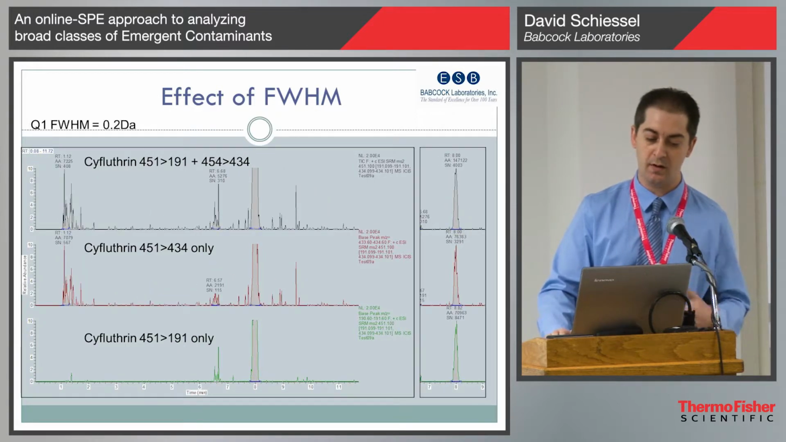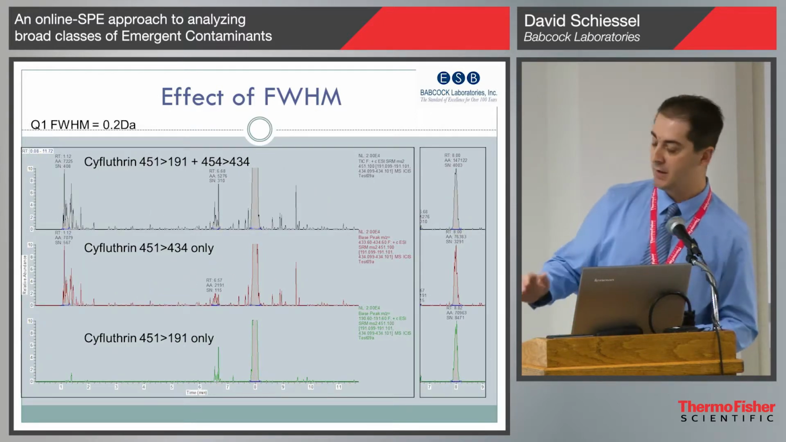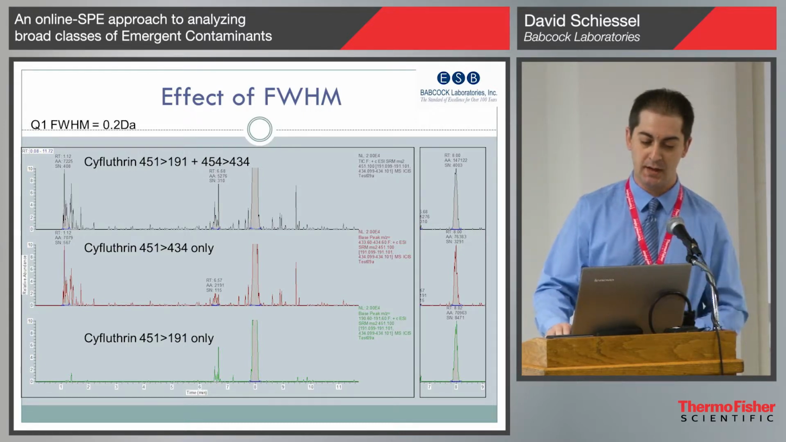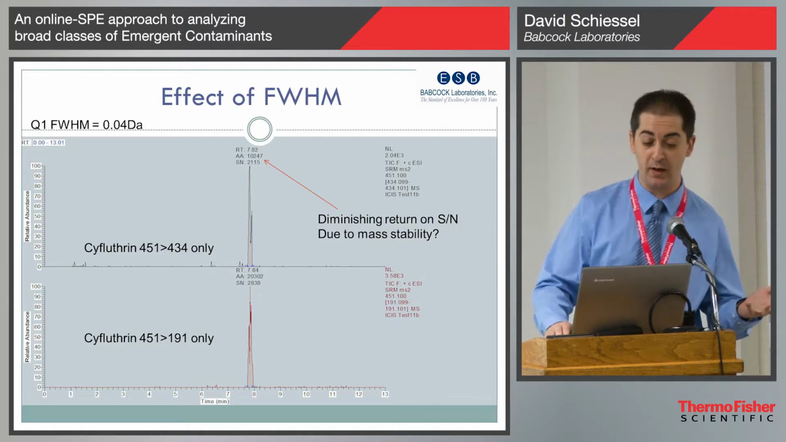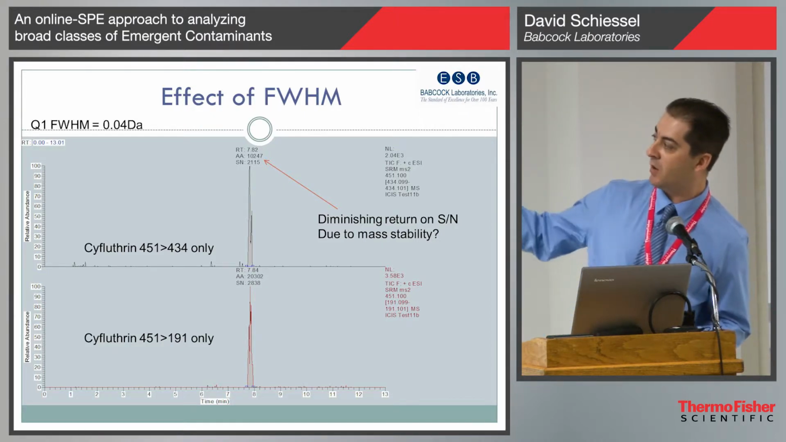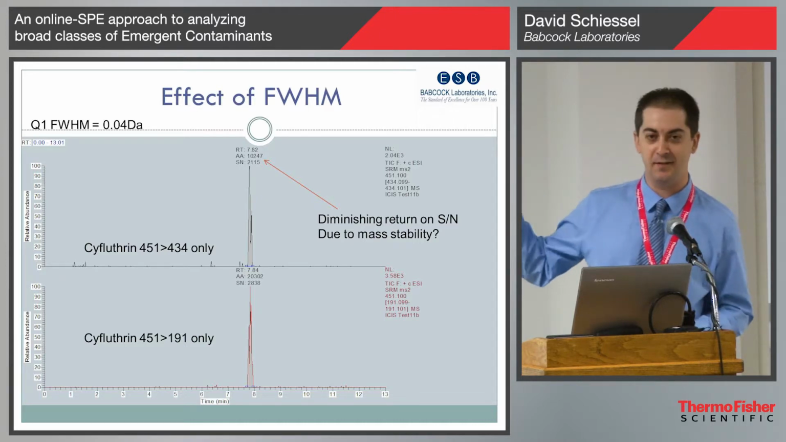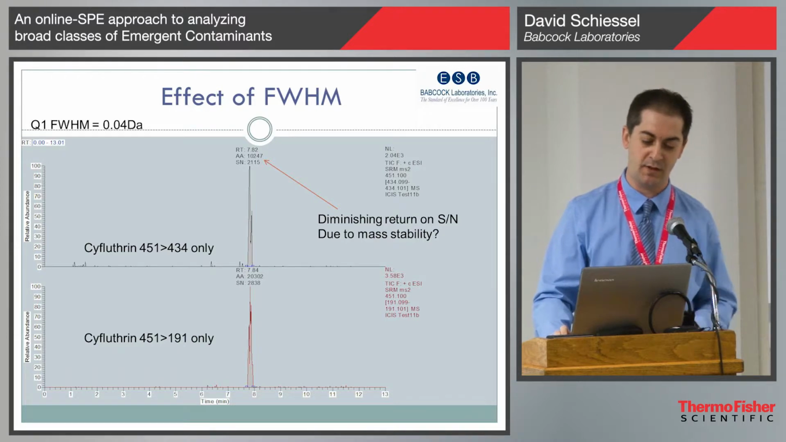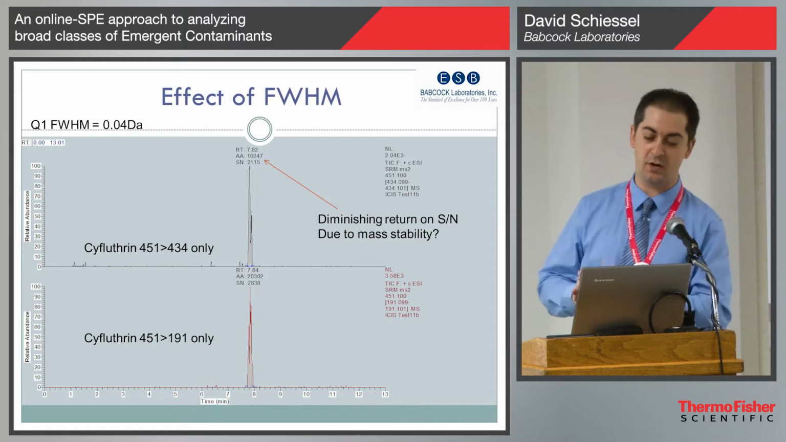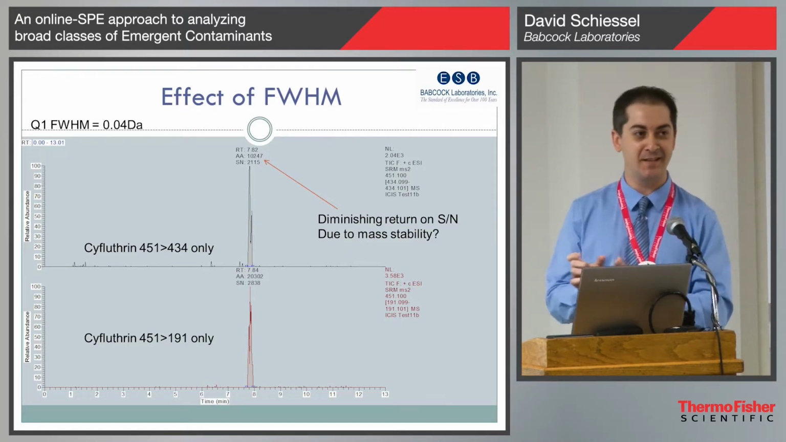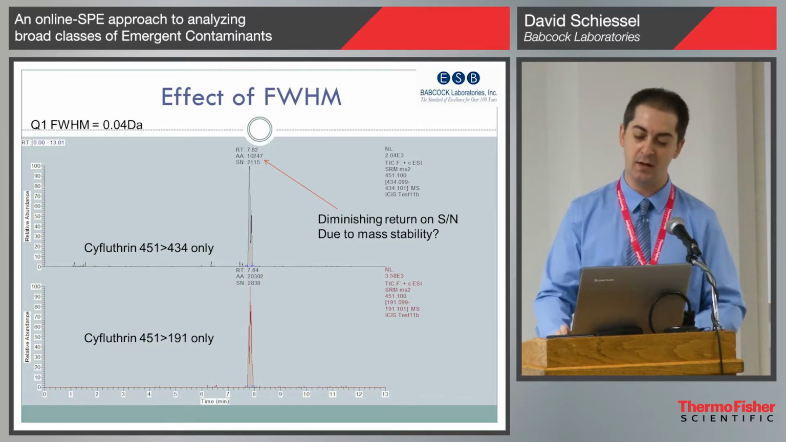Going lower, at 0.2 you can start to see the little hairs of grass at the bottom diminish. And this is at 0.04 Daltons, but you notice that the response is now completely quashed. There's a diminishing return. Of course, this has to do with mass stability, because we're targeting a particular transition, and our mass calibration in reality is drifting in and out a little bit.